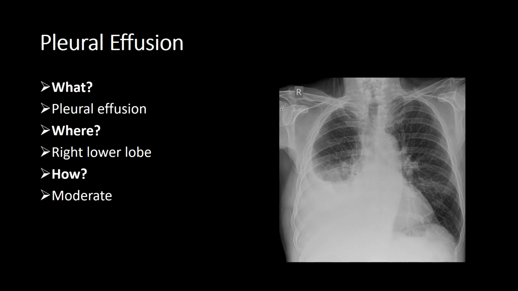So here we have a moderate right-sided pleural effusion. We've lost the costophrenic angle and the cardiophrenic angle. We've lost the silhouette of the right hemidiaphragm. Therefore, this must be within the right lower lobe. We have a curved meniscus that's seen laterally and it gently slopes medially. So what is it? It's a pleural effusion. Where? Right lower lobe. How? Moderate.